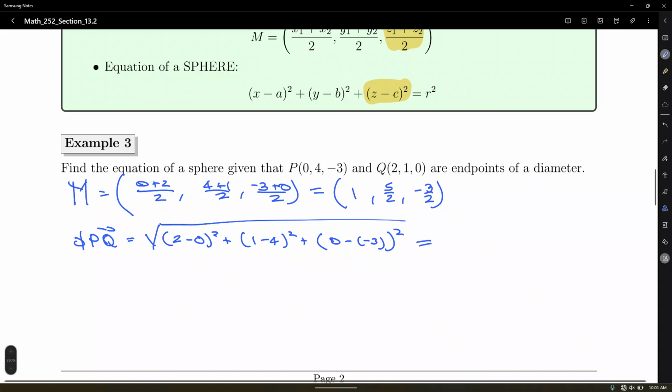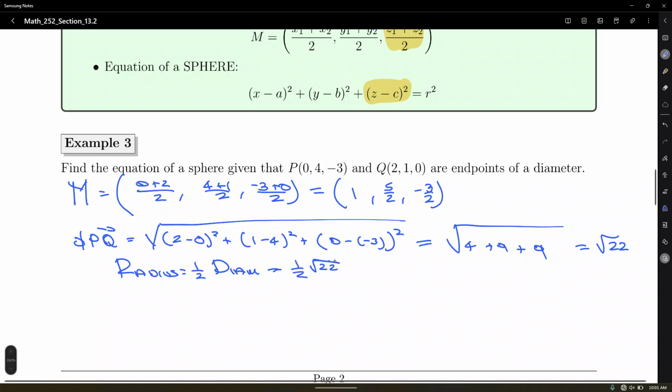So that's going to give us, okay, 2 squared equals 4. 1 minus 4 is negative 3. Negative 3 squared equals 9. And another 9. So 9 plus 9 is 18, plus 4. Is that 22? Root of 22. But careful, because this square root of 22 is not the radius. It's the diameter. To get the radius, we need 1/2 of the diameter. That is 1/2 times root of 22, which I'm going to write as square root of 22 over 2. I need it in this format better.